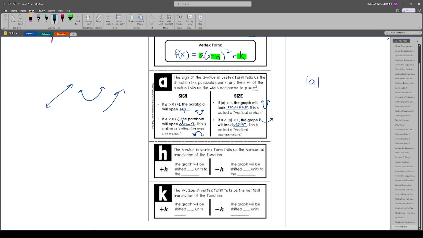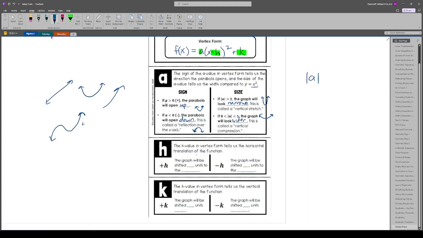This applies to any level of polynomials. So if you have a cubic function, on the right, it'll go up if it's positive. So that's going to be a consistent thing. A always tells us what happens to the right on a graph.